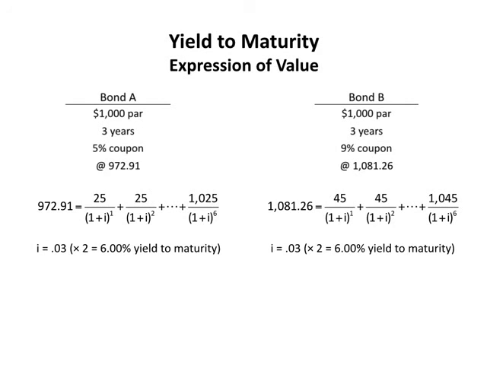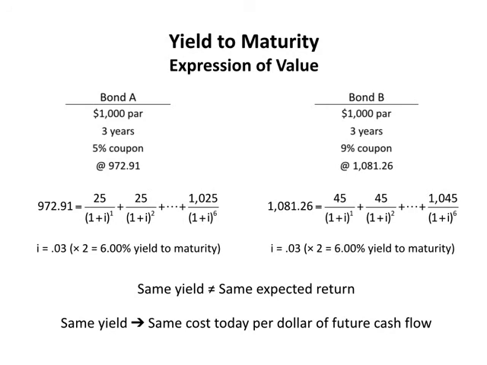It's not that the two have the same expected returns. That would depend on any changes in credit ratings, the rate at which the coupons are reinvested, possible sale prior to maturity, and various other factors. Note that none of those foregoing factors entered into the calculation of yield to maturity for the two bonds. Equal yields to maturity means that bonds A and B have the same cost today per dollar of contractual cash flow.